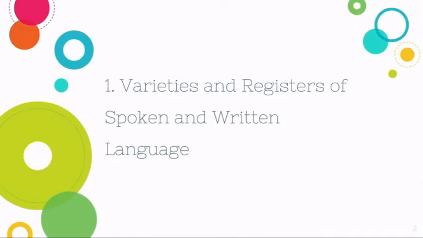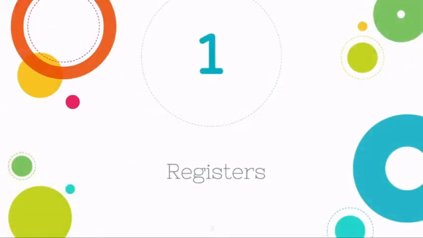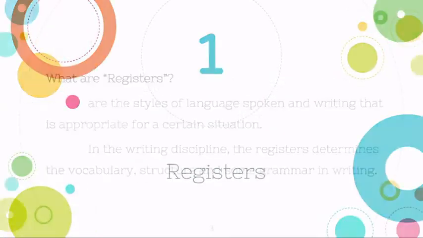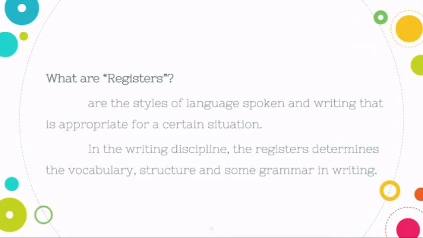So, for today, we will learn about the varieties and registers of spoken and written language. Let's start with the registers. What are registers? Registers are the styles of language, spoken and writing, that is appropriate for a certain situation. In the writing discipline, the registers determine the vocabulary, structure, and some grammar in writing.